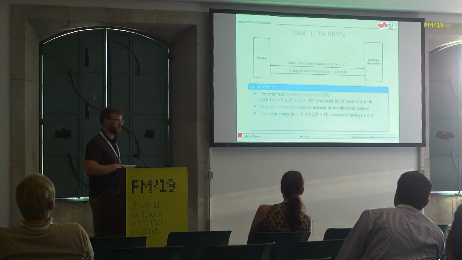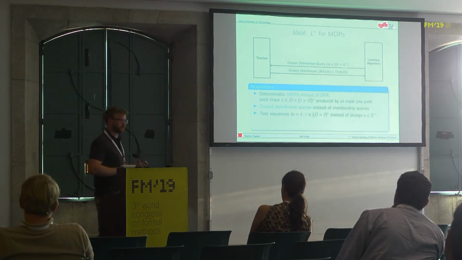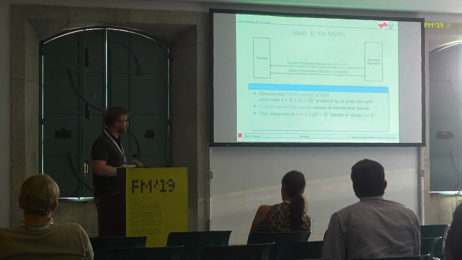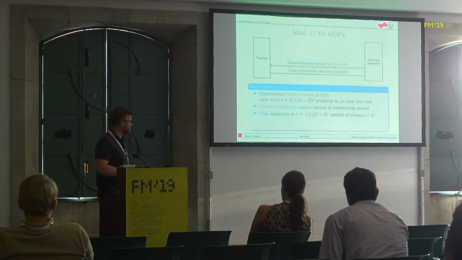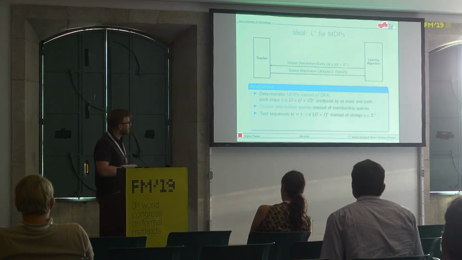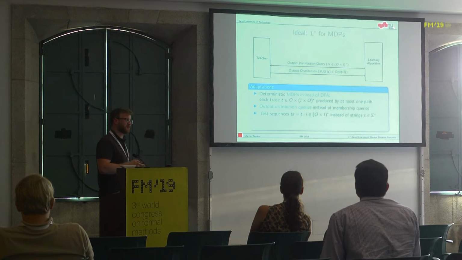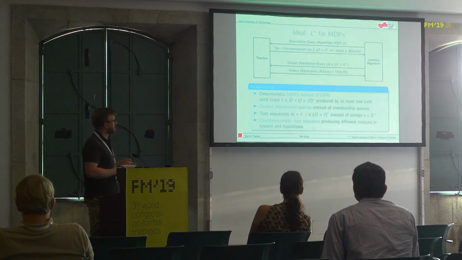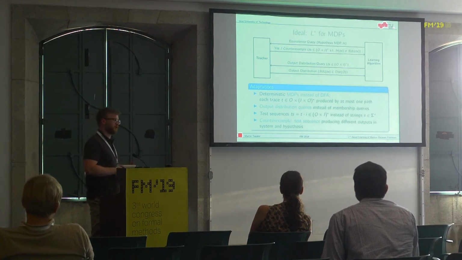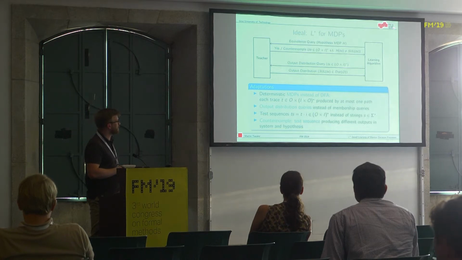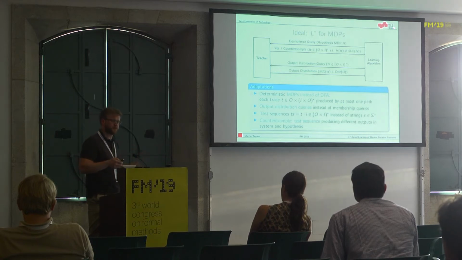Now we have output distribution queries that replace the membership queries. For the output distribution queries, we give test sequences to the teacher. These are sequences alternating between outputs and inputs, and that end with an input. The teacher will respond with a distribution of outputs produced by the system in response to the last input. The equivalence queries are pretty similar. For equivalence queries, we provide the teacher with a hypothesis Markov decision process, and it will respond either with yes or with a counterexample test sequence. This test sequence induces different output distributions in the hypothesis and in the system that we want to learn.